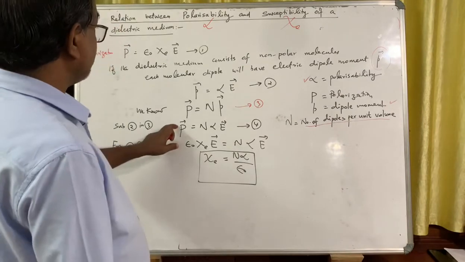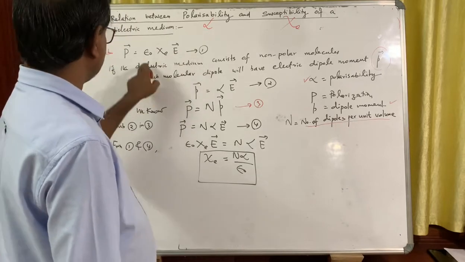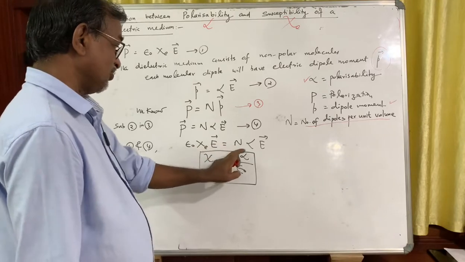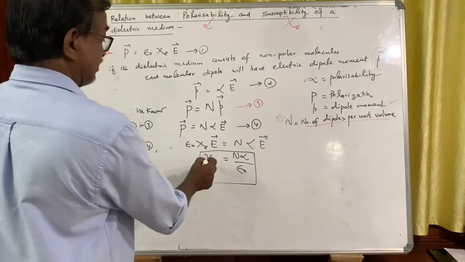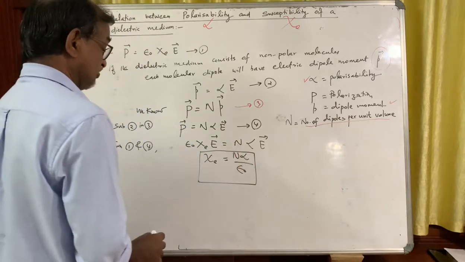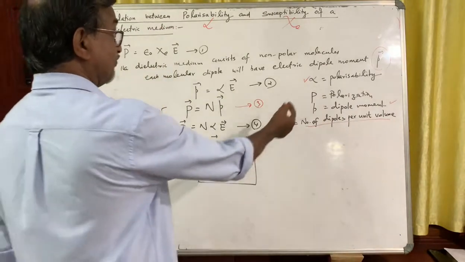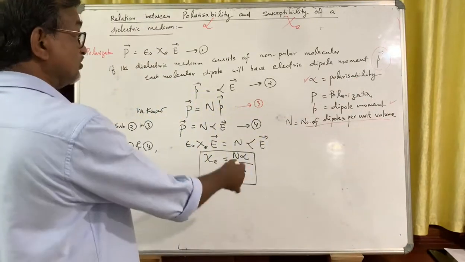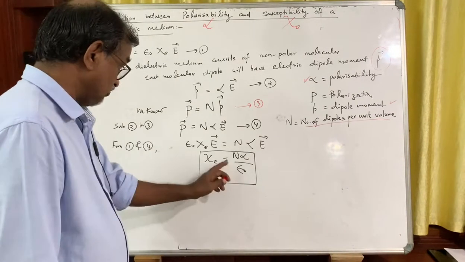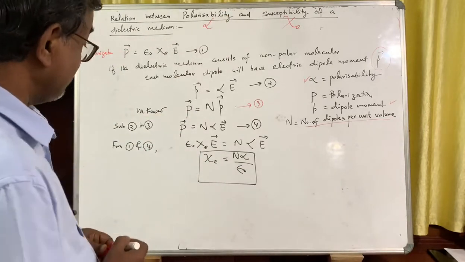But P is equal to epsilon 0 chi E. Substituting for P, you are getting this equation: epsilon 0 chi E equal to N alpha E. From this, chi E can be calculated as chi E is equal to N alpha by epsilon 0. N is the number of dipoles per unit volume, alpha is the polarizability, and epsilon 0 is the permittivity of free space, 8.54 × 10⁻¹². And from this, you can calculate the susceptibility of the medium.